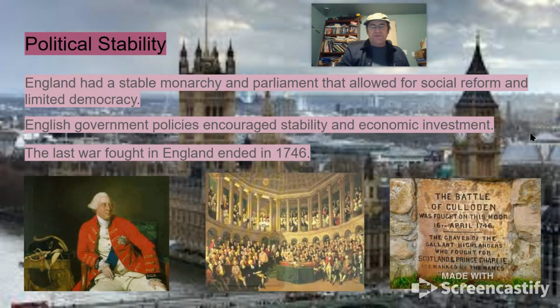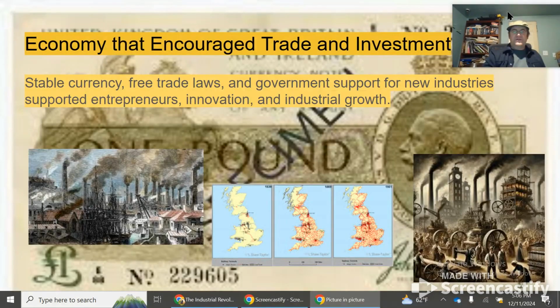English government policies also encouraged stability and economic investment. So, for example, England had a policy of free trade, which meant that the government didn't charge excessive taxes for imported or exported products. So it had an economy that encouraged trade and investment. The pound was the world's strongest currency prior to the dollar becoming that as it is today.